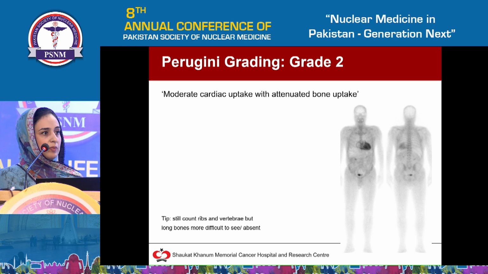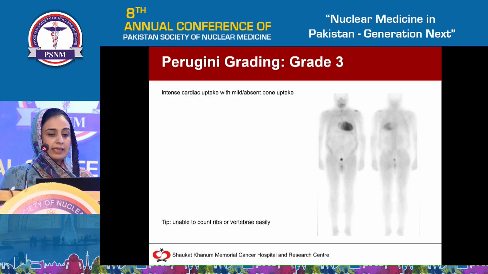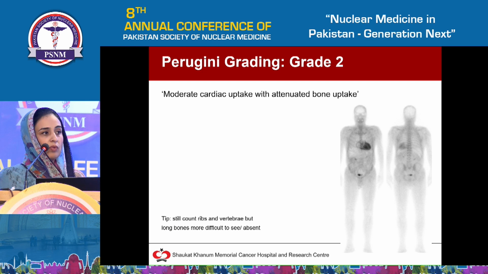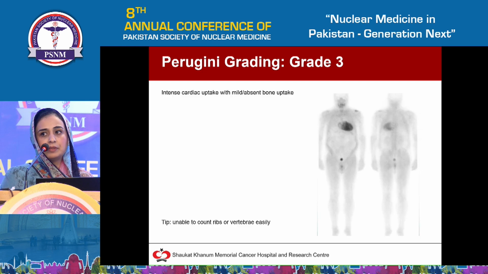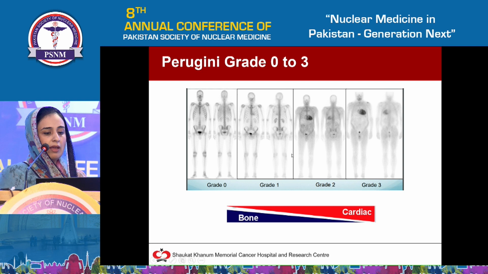So the tip to differentiate between grade 2 and 3 is that if you can still count ribs and vertebrae, it would fall in 2. But long bones are more difficult to see, and they may be absent. As I said, if you compare, you can see the vertebrae and ribs in this one, and in grade 3, the ribs and vertebrae cannot be counted easily. So the grading, in summary, from grade 0 to 3, shows increasing uptake in the heart while reduced uptake in the bones.